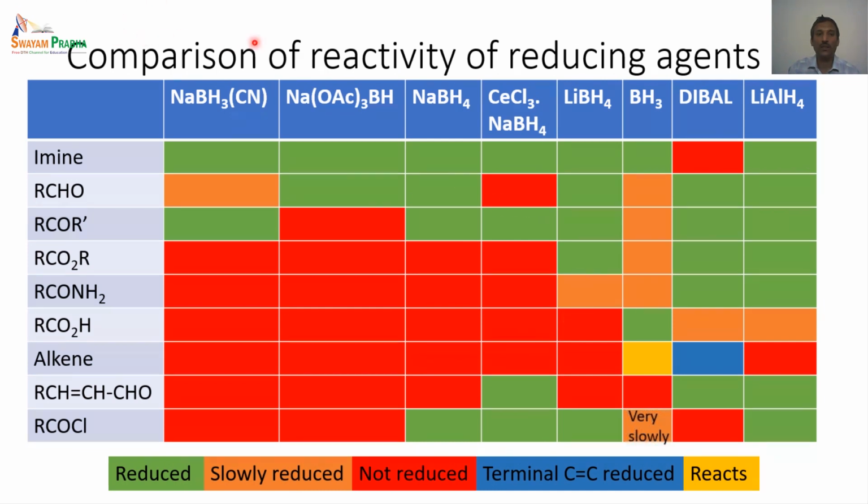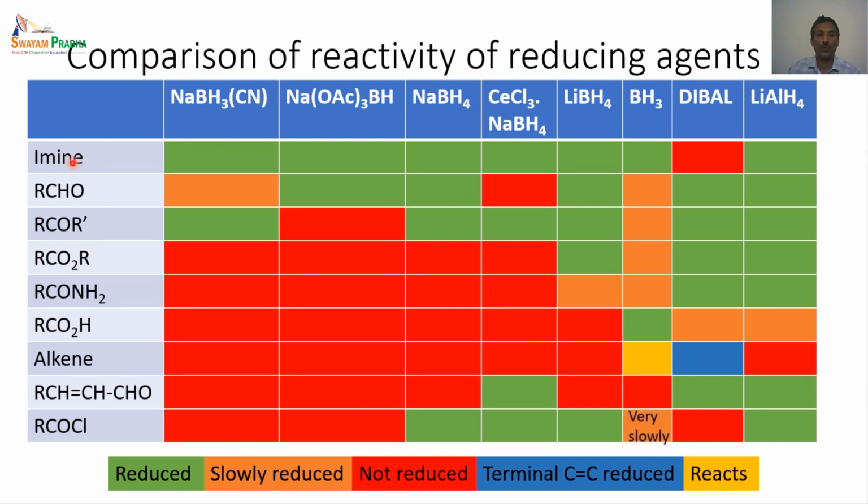And here is a complete comparison chart of reactivity of various reducing agents. So the first one is the mildest one, which is sodium cyanoborohydride, followed by sodium triacetoxyborohydride, then sodium borohydride, cerium chloride and sodium borohydride. This is called Luche reduction or Luche reagent. And we have lithium borohydride, borane, diisobutylaluminium hydride, and lithium aluminum hydride, which is the strongest reducing agent.